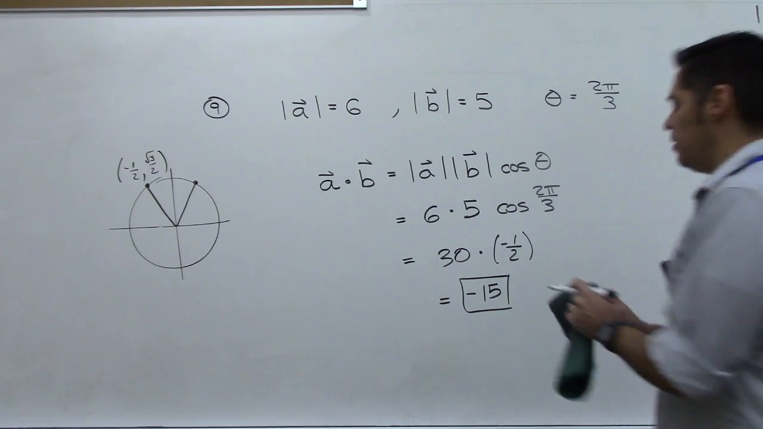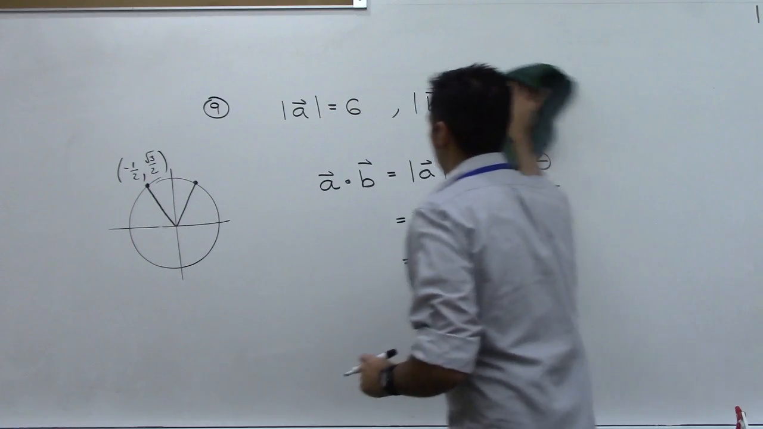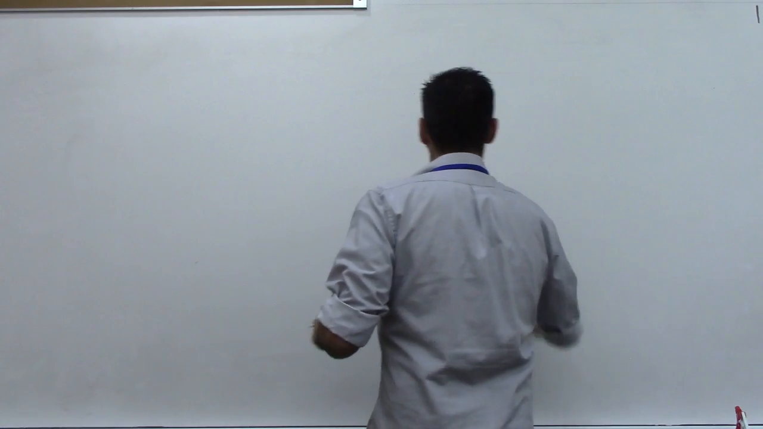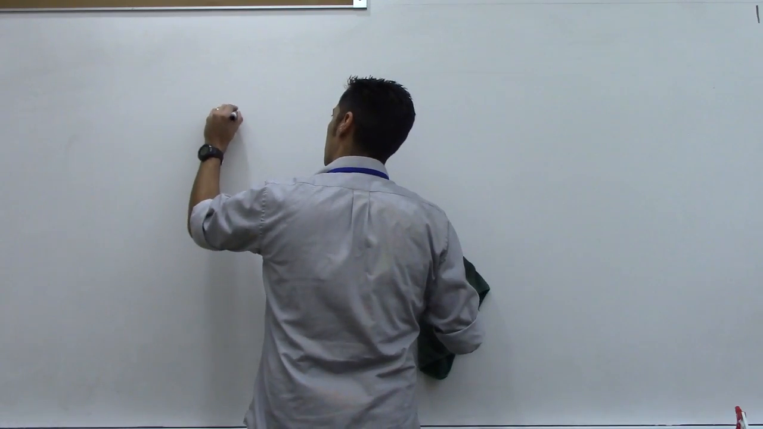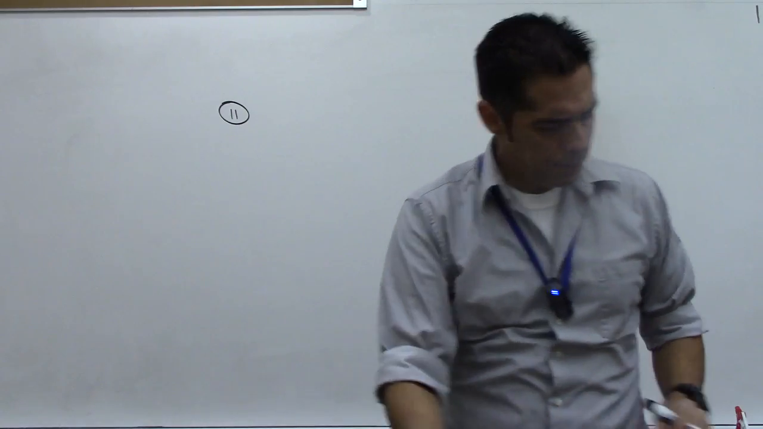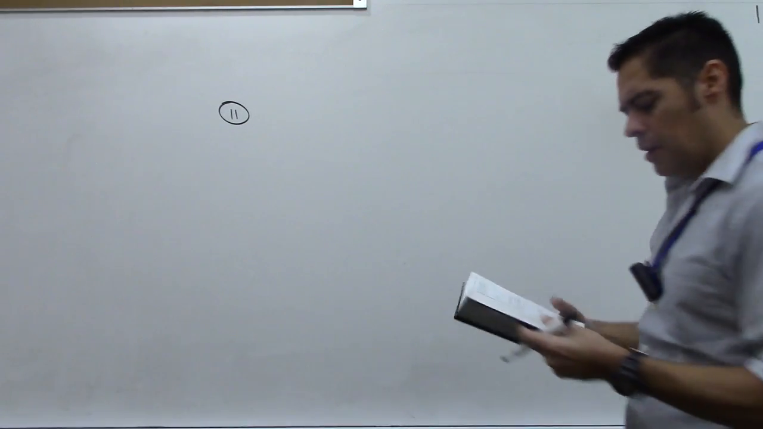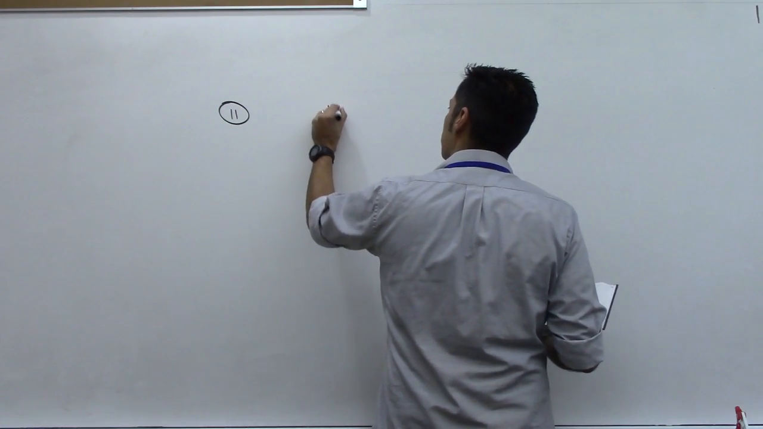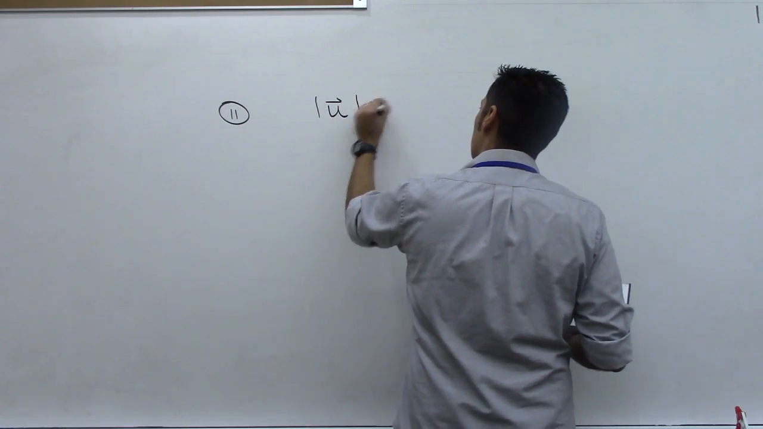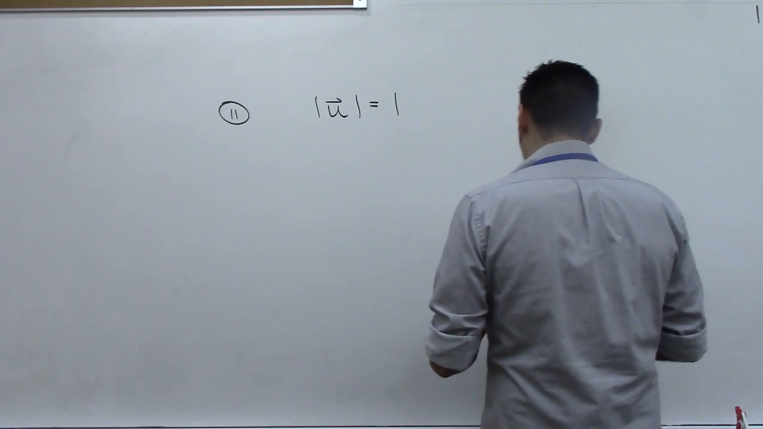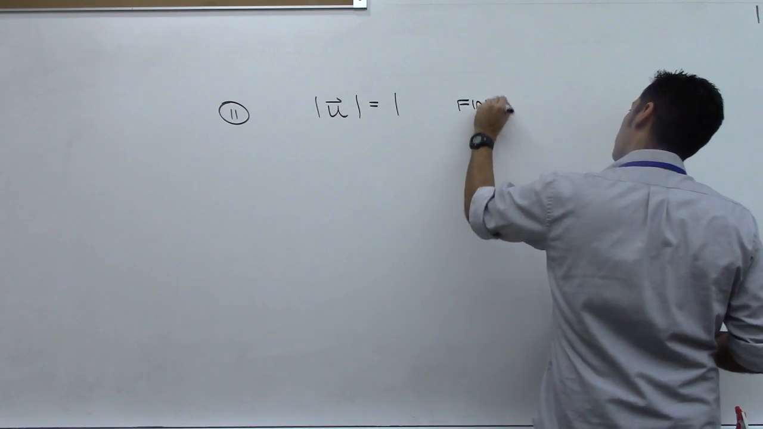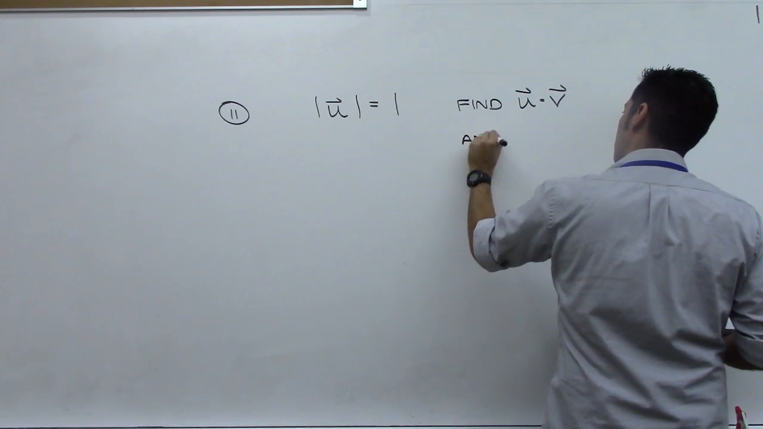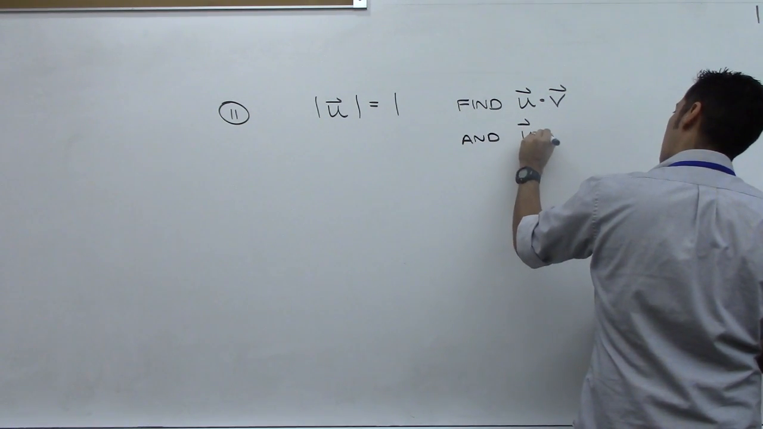All right, let's look at 11. 11's somewhat interesting. So 11, it says if u is a unit vector, so they're telling you that u is a unit vector. That means the length of u is 1. So you're given that. They want you to find u dot v and then find u dot w.